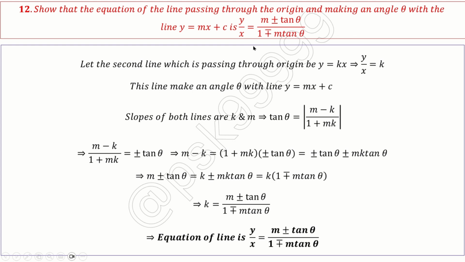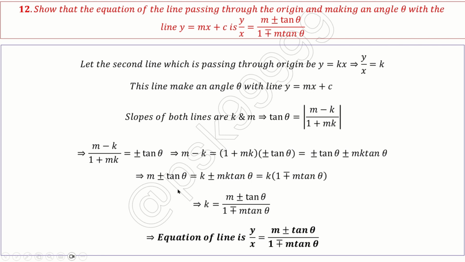Now it is given that this line makes an angle theta with the line y equal to mx plus c. Okay. So slopes of both are k and m. So tan theta equal to absolute value of m minus k by 1 plus mk. Okay. So now if I take the absolute out, it will become plus or minus tan theta. Correct. So m minus k equal to 1 plus mk into plus or minus tan theta. Okay. So if I take plus or minus tan theta inside, it will become plus or minus tan theta plus or minus mk tan theta.